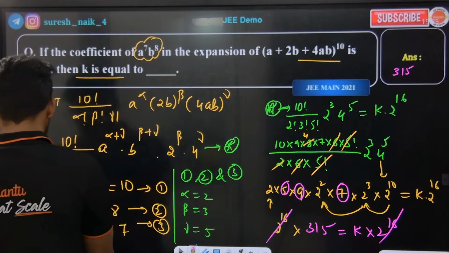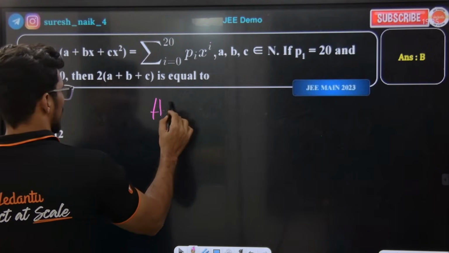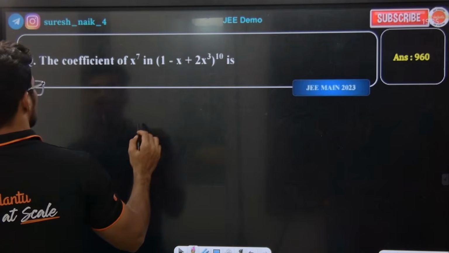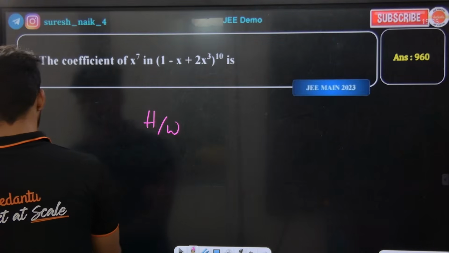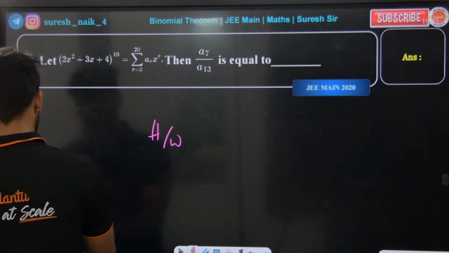Okay guys, so this is how we apply the multinomial theorem. Try this one, it is a super question. Try this also, a super question.